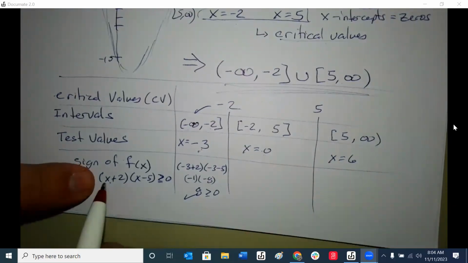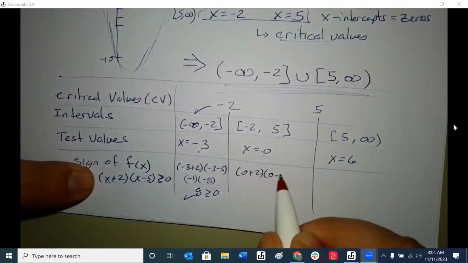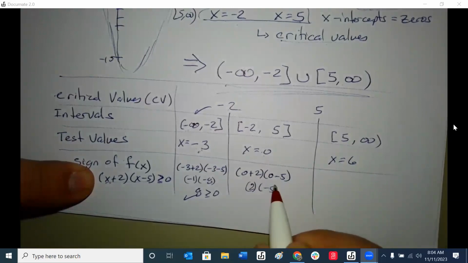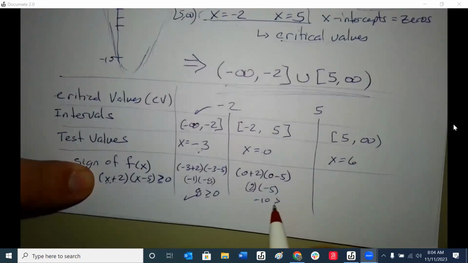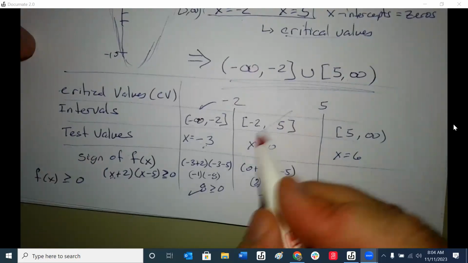Now let's look at 0. Plug it in this equation. 0 plus 2, 0 minus 5. So it's 2 times -5, which makes it -10. Is that greater than or equal to 0? No. So I can't use that interval.